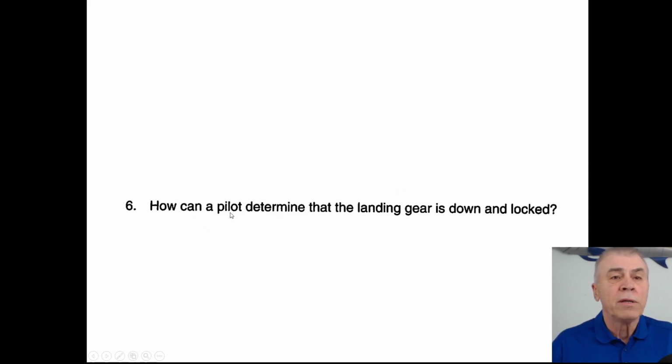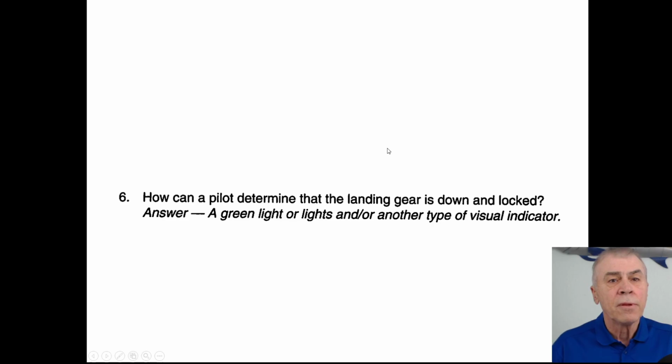Getting off the point, how can a pilot determine that the landing gear is down and locked? Well, certainly the light in the cockpit, the position light, should indicate that. How can you verify it if the light isn't illuminated? I'm going to go with the light. Okay, a green light or lights or another type of visual indicator.